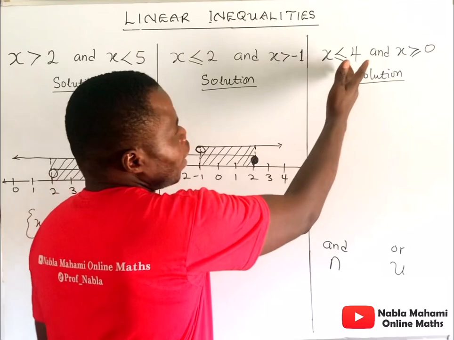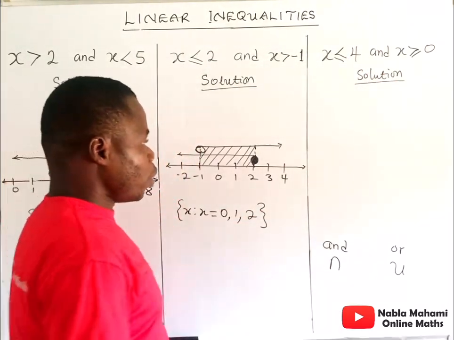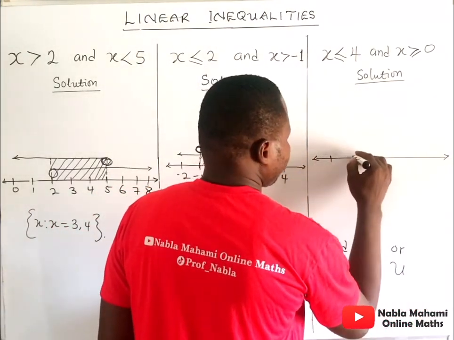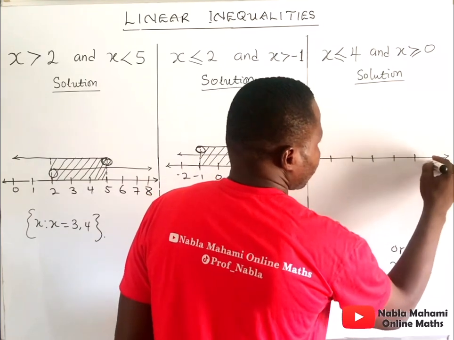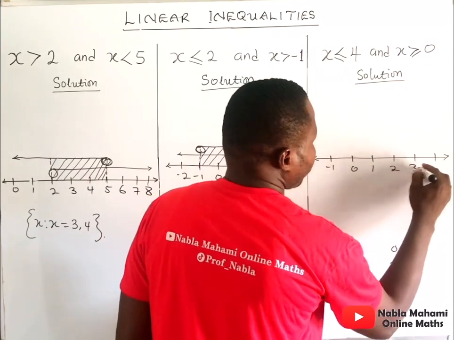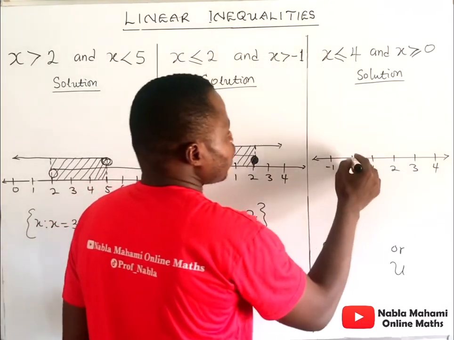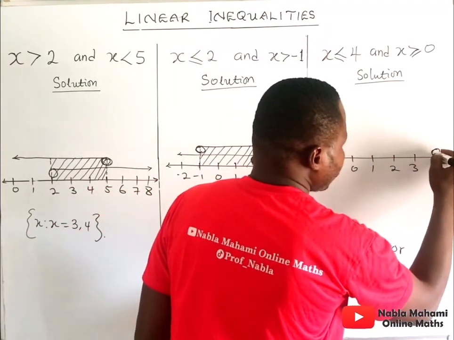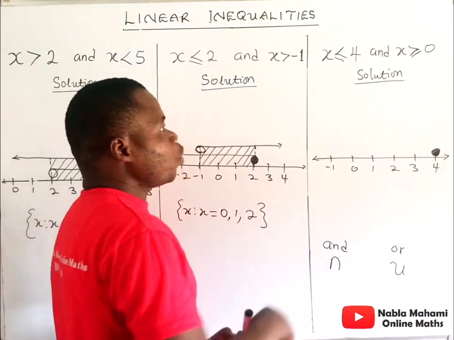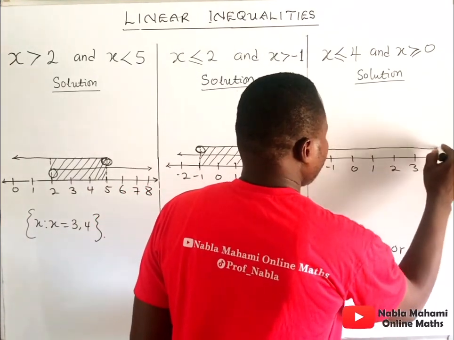I have x is less than or equal to 4 and x is greater than or equal to 0. So I have to draw my number line and write here minus 1, 0, 1, 2, 3, 4. Now the first one is x is less than or equal to 4. So I'll go on 4, draw this circle and paint it because it is less than or equal to, meaning 4 is included. Then you see that this side is facing this side, then the arrow must go to this direction. So I have to draw my arrow this way.